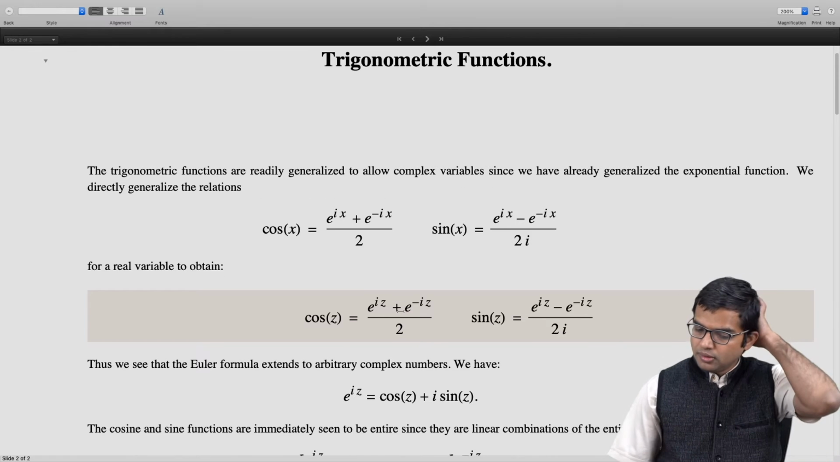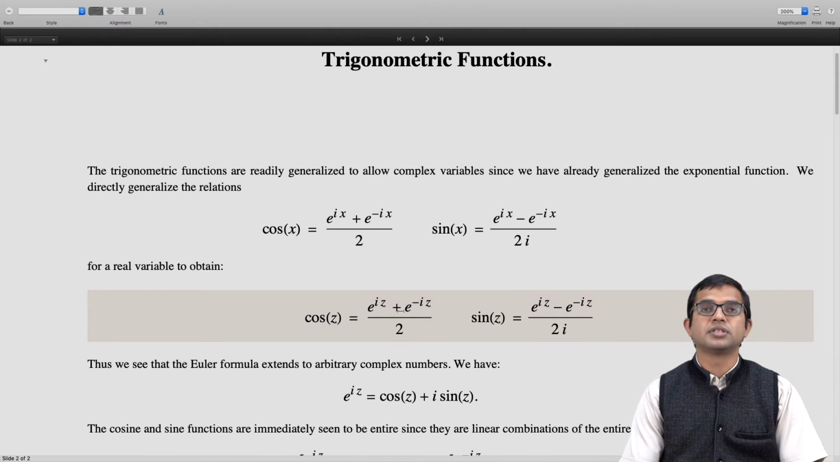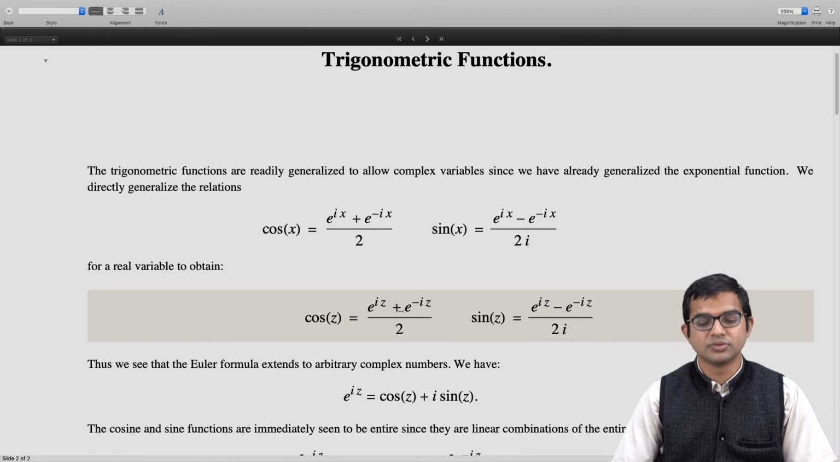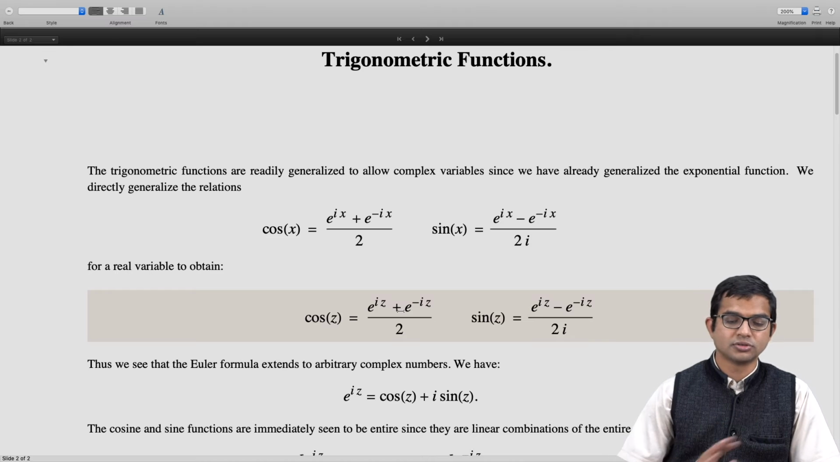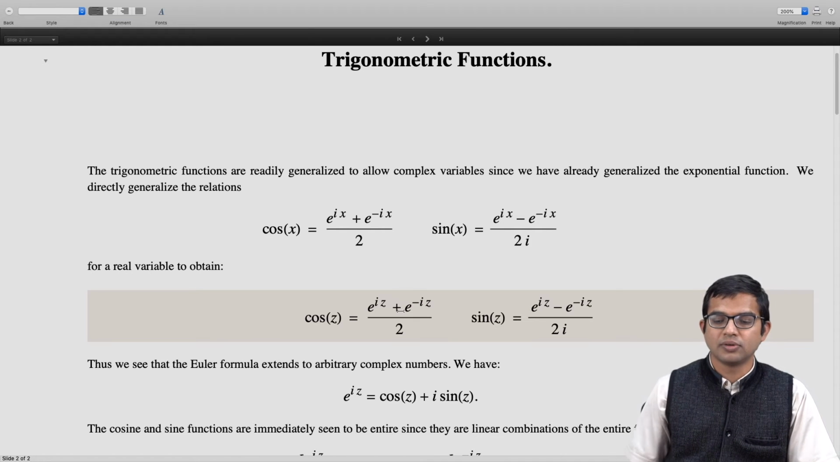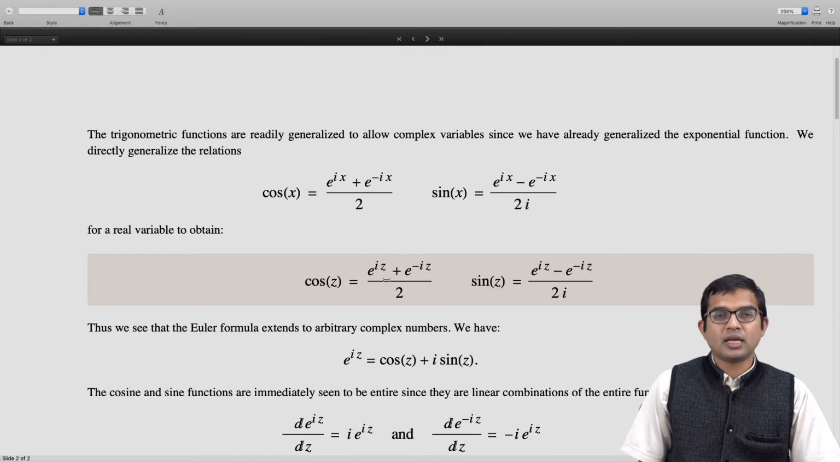We can immediately see that from this definition both cosine of z and sine of z are entire functions, right? Because e to the iz and e to the minus iz are entire functions. We have seen that the function e to the z or e to the minus z, both of these are analytic everywhere in the finite complex plane, therefore they are entire. So if you take any linear combination of entire functions, you're going to get another entire function. So cosine of z is an entire function, analytic everywhere in the finite complex plane, and so is sine of z.